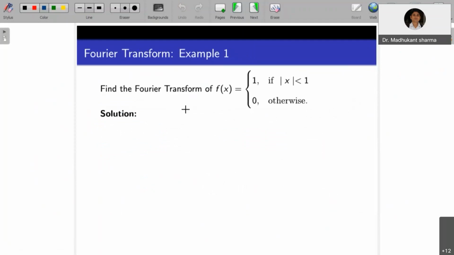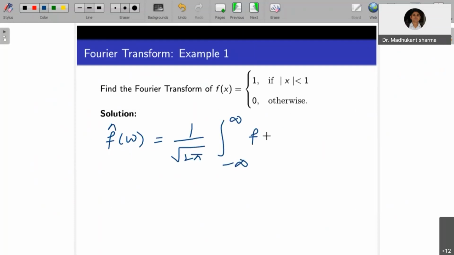Okay, let's take this example. Find the Fourier transform of f as given. So the definition of f cap of w is equal to 1 by square root of 2 pi, integration from minus infinity to infinity of f of v e to the power minus i w v dv. This is the definition of the Fourier transform, if it exists.